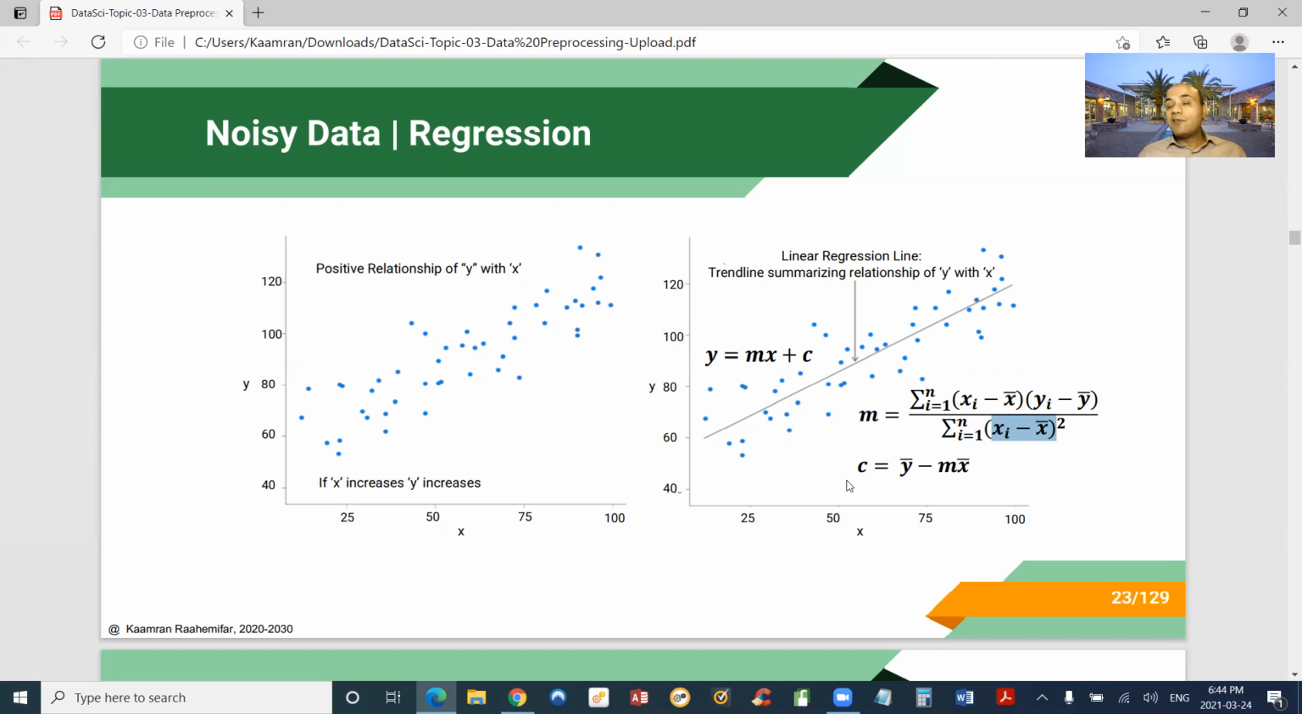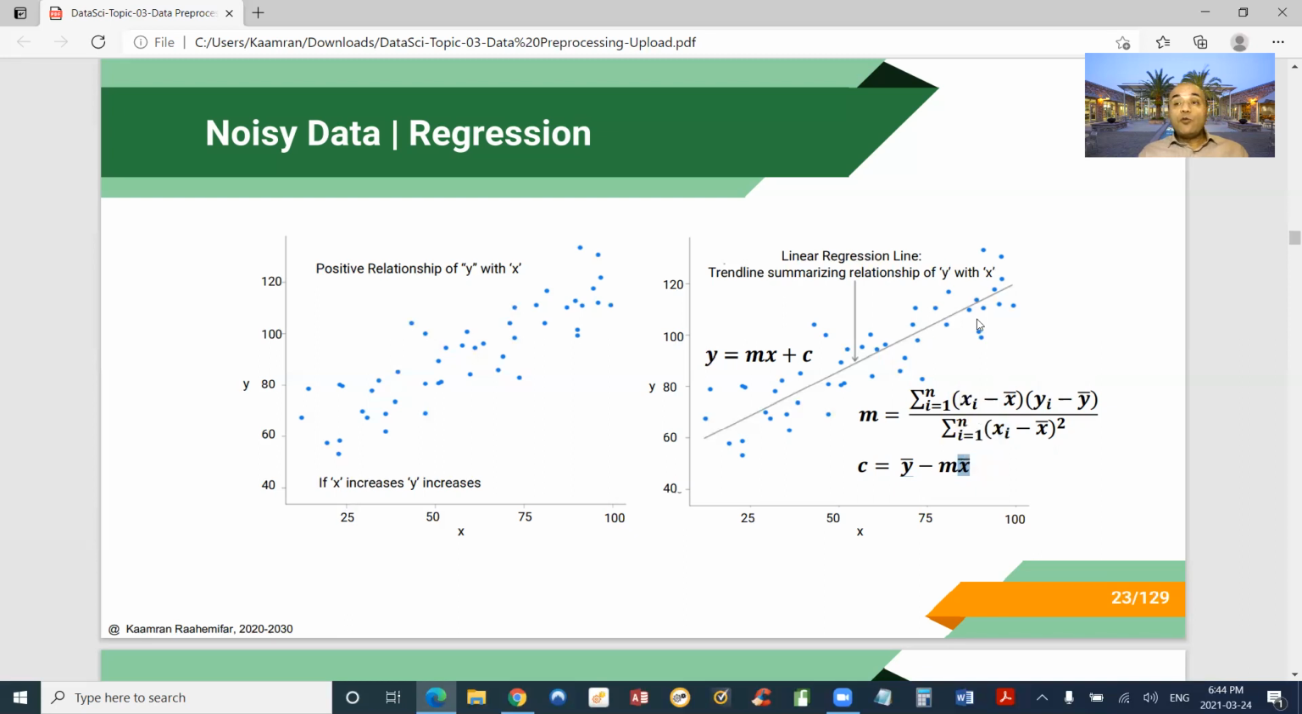Now, take a look at the C, the constant. We see C because C is the first letter of constant. It's going to be the y average minus m times x average. This is a number you just calculated on top, and that's going to give me my constant.